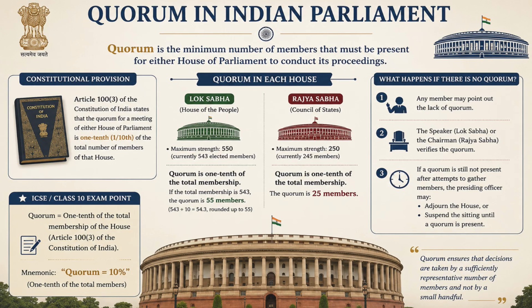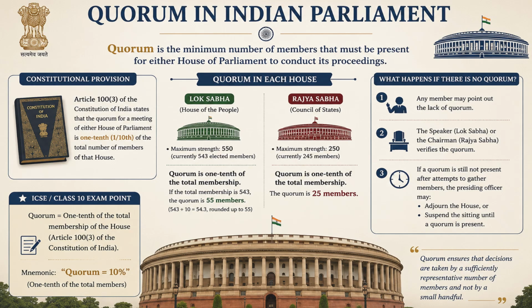And for Rajya Sabha, the maximum number of members will be 250, and we take 1/10 of 250, because Rajya Sabha is our permanent house. So we get 25 members. So the quorum for both will be 1/10. For Lok Sabha, 1/10 of 550 is 55. And for Rajya Sabha, it's 1/10 of 250, which is 25.